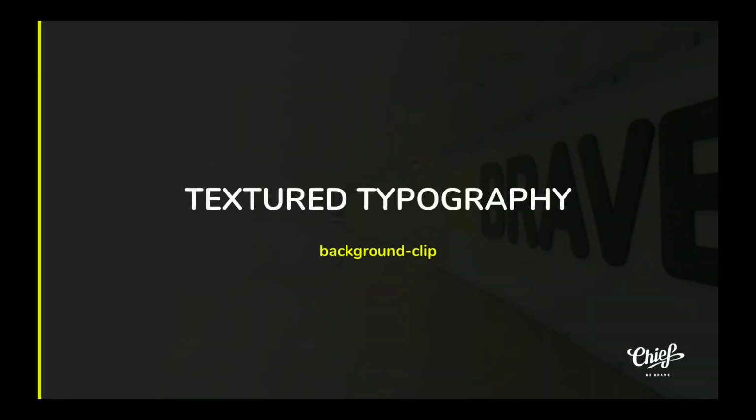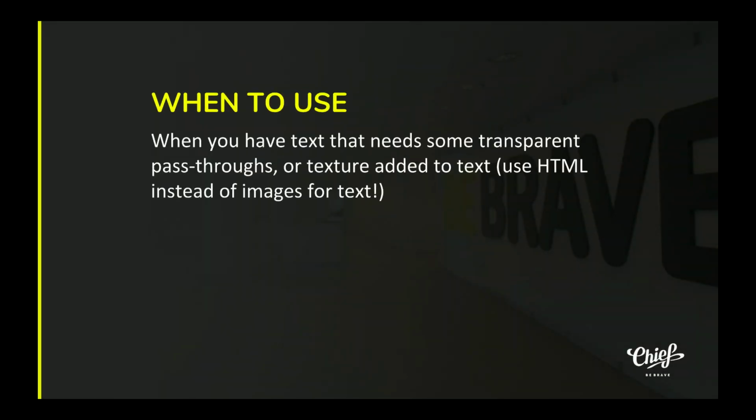Finally, textured typography. So this is basically a use for background clip. This is for cases where you have text that needs to have some kind of texture over top of it. A lot of the demos that you'll see out there have like flame texture over top of text, which is bizarre. But we have found really good uses for it.